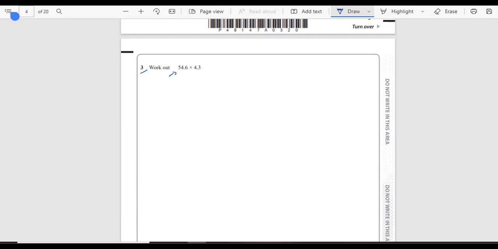546 times 43, and then you just put 2 in and then put a decimal point. Excellent, excellent. Okay, can you try this on your own? I'll give you 30 seconds.